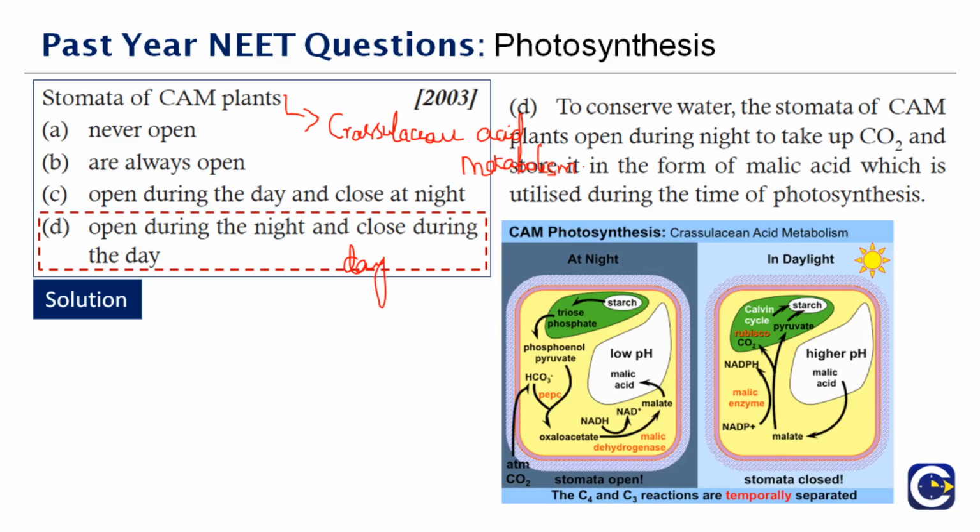So here you have a picture which represents the photosynthesis which happens during day and night. In the night the stomata will be open, that's what they have mentioned here. Stomata is open during the night and it will be closed during the day. C3 and C4 reactions are temporally separated. So this is just a variation showing you.